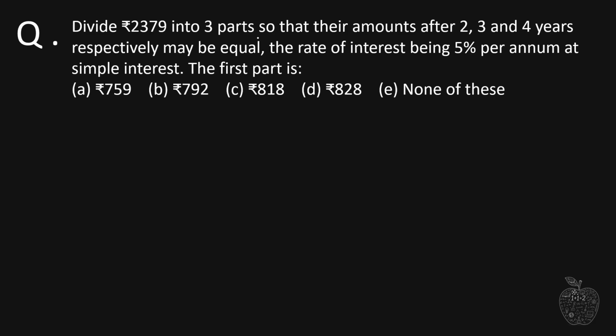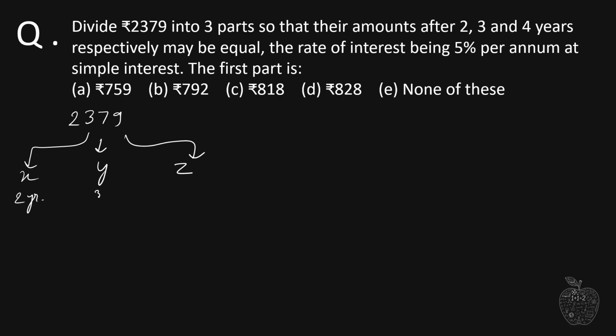Divide 2379 into 3 parts so that their amounts after 2, 3 and 4 years respectively may be equal. The rate of interest being 5% per annum at simple interest, the first part is. Okay, so let's divide this amount 2379 into 3 parts. Let's call them X, Y and Z.